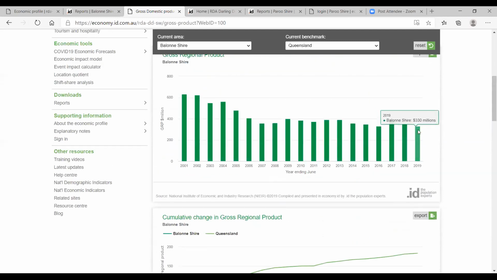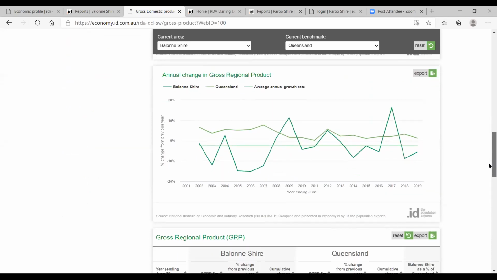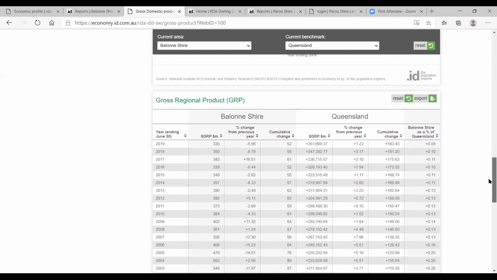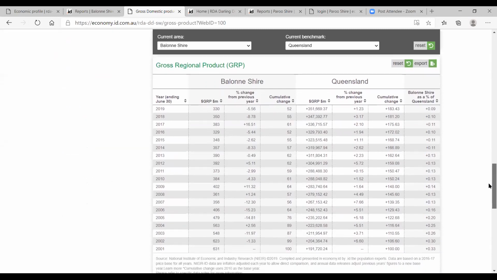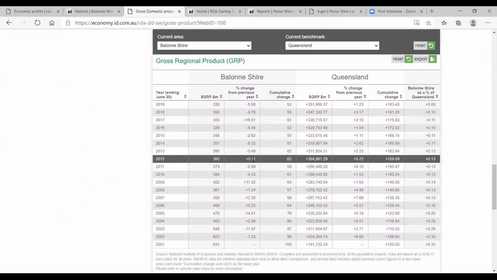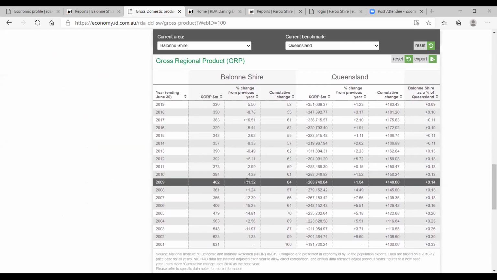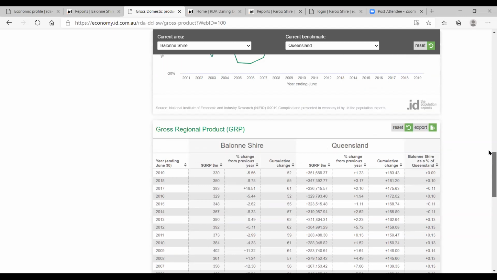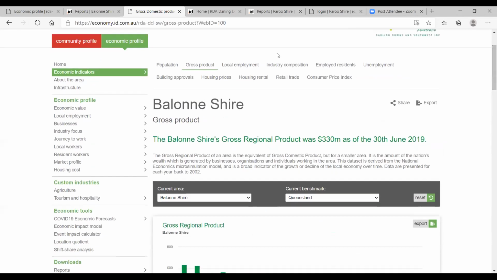We've also got our fall away in terms of our GRP here. We can see we've started to, our annual change wasn't as bad as the year previous. And then we've got our actual figures down here below. And you can have a look at those figures and go, what happened in 2009? Was that related to agriculture? What happened in 2012? That sort of thing. So that's our gross product.